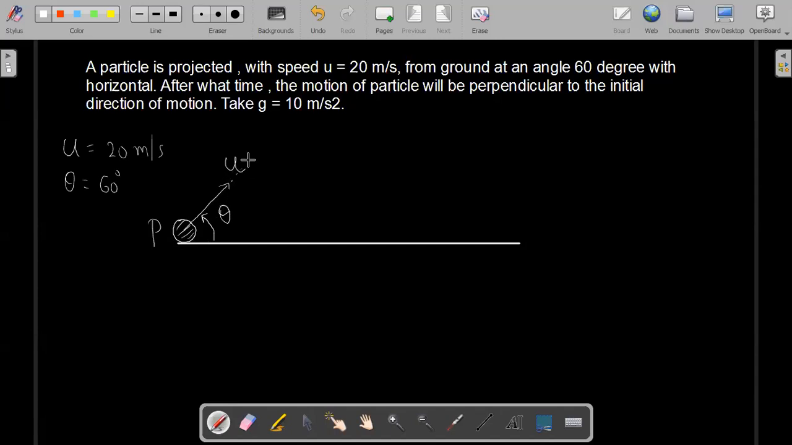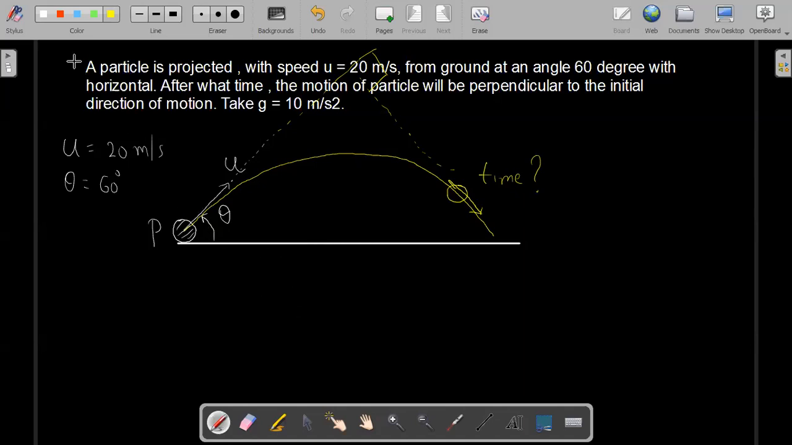So this is the direction of motion in the beginning, but later on this particle will follow a projectile path. We all know that after some time this particle will follow a parabolic trajectory like so, and somewhere on this path, the direction of its velocity, which is given by the tangent, will be perpendicular to this initial velocity direction. Somewhere on this path you will get a direction which is perpendicular to the initial velocity, and we have to find out the time after which it happens. After what time will it happen?